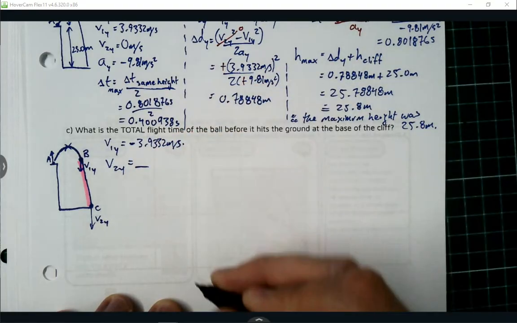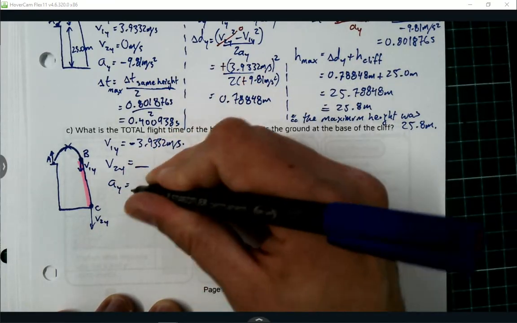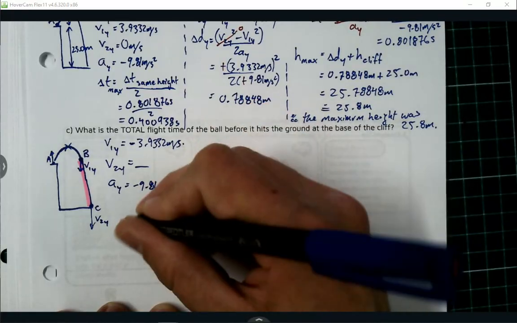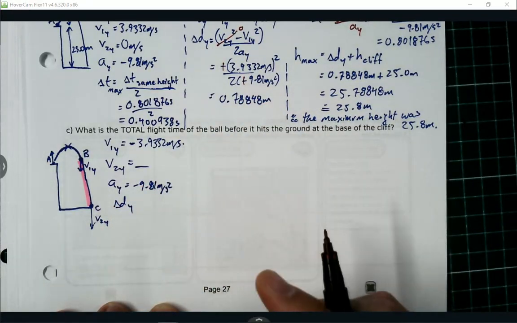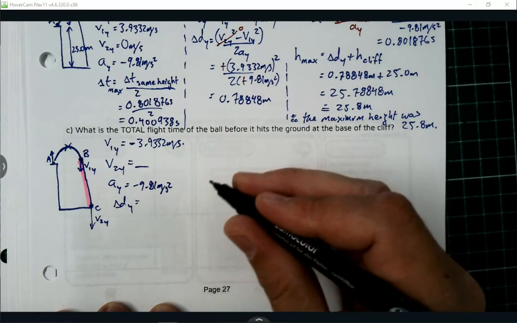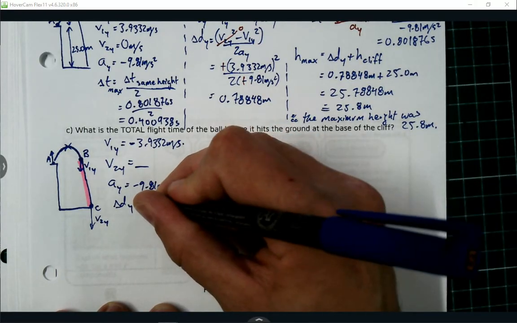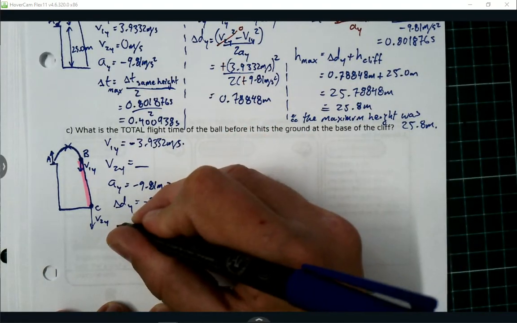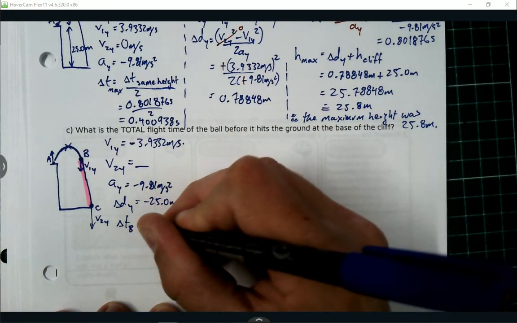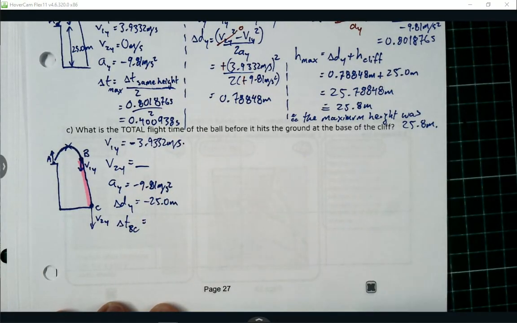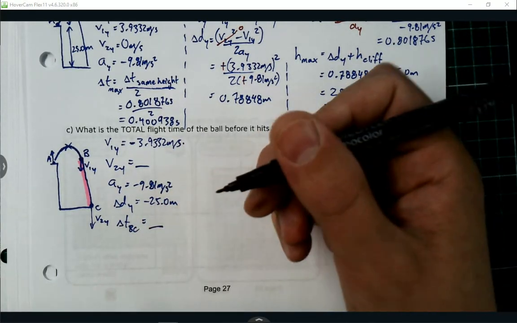I don't know that value. I know acceleration y is equal to negative 9.81 meters per second squared. I know delta dy, look, from point B to point C, isn't it negative 25 meters? Is the height of the cliff, right? Negative 25.0 meters. The amount of time between, I'll just call it delta t subscript BC, points B and C is something I don't know, and it's something I'd like to know.